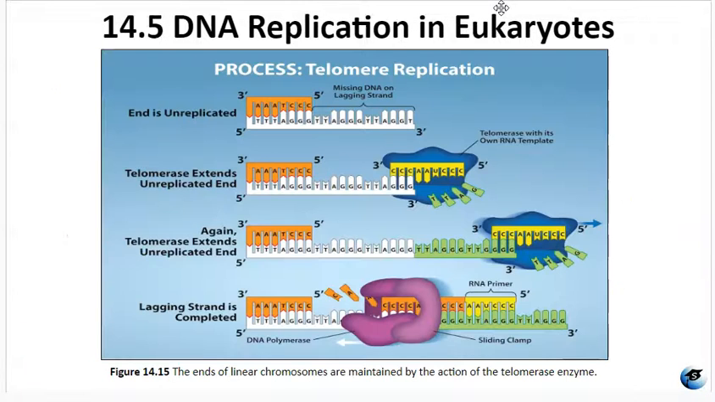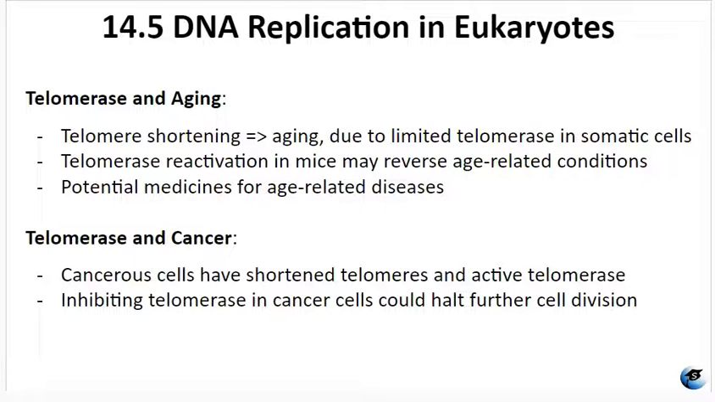Figure 14.15 shows the ends of linear chromosomes being maintained by the action of the telomerase enzyme. So just like I said before, the telomerase adds essentially nonsense DNA, all of these repeats, to the end of the chromosome, so that when the chromosome is being replicated, none of the important genetic info is lost. Telomere shortening occurs in cells that undergo division, as most somatic cells lack telomerase, right? Because adult cells don't have the telomerase. So this is what essentially aging is.